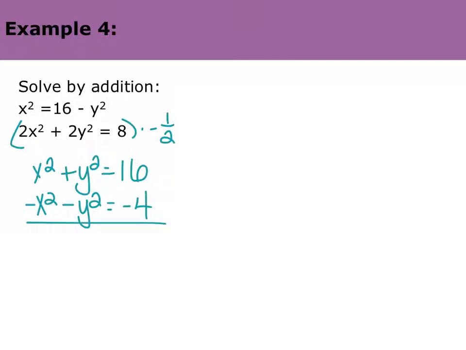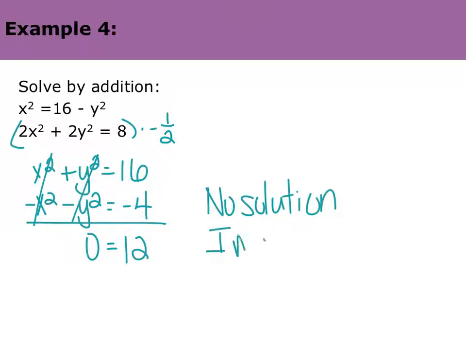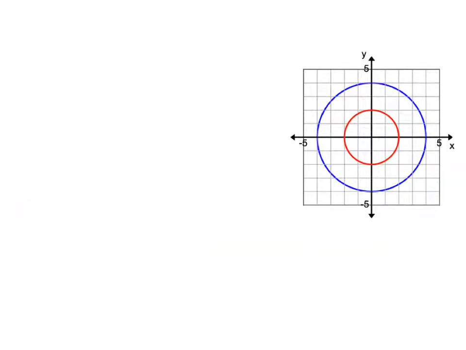If we add those, we see that both our x and y cancel out, and we get 0 equals 12. This is not a true statement, so that means that in this situation we have no solution, and we call this an inconsistent system. And we can see here why this is called inconsistent or no solution. It's because they don't cross. They're two circles that don't cross at all.